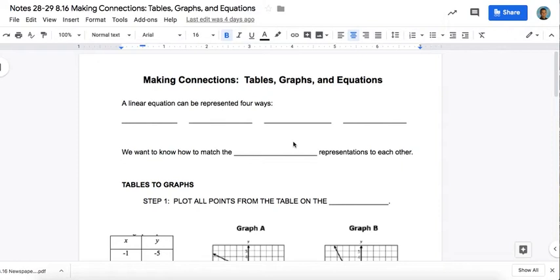My video on making connections using tables, graphs, and equations, and also we will look at ordered pairs as well.